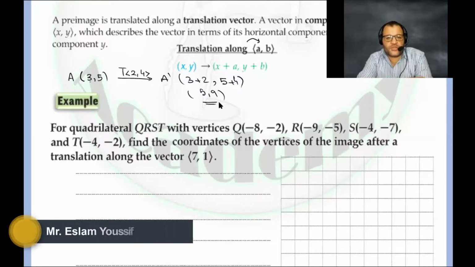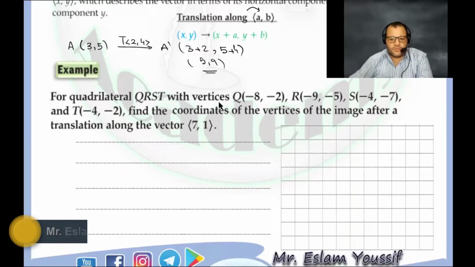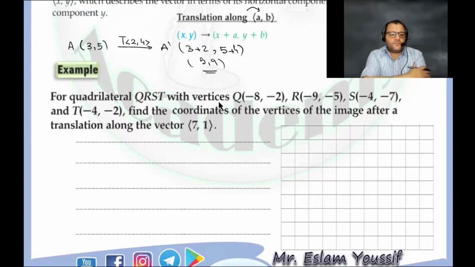Any problem for the translation? No, very easy. So add them: negative 8 plus 7 and then negative 2 plus 1, right? That's all, yes. Okay. No, mister, I don't get it.